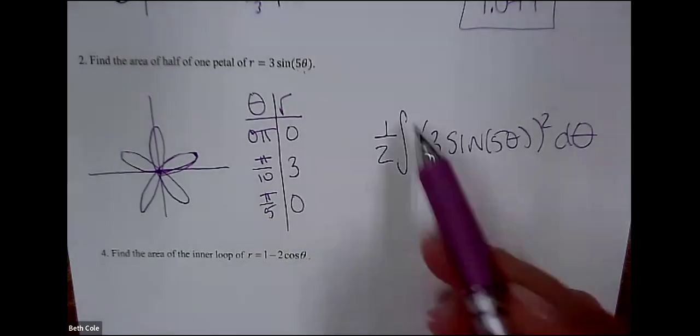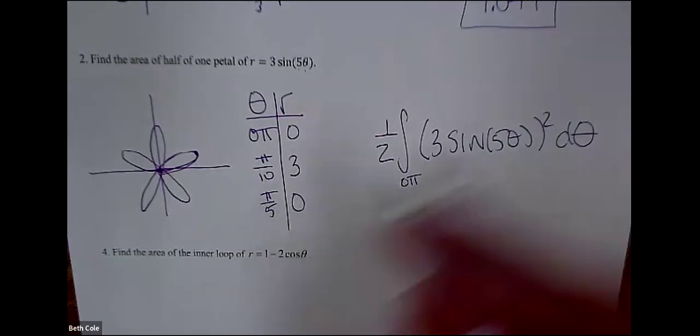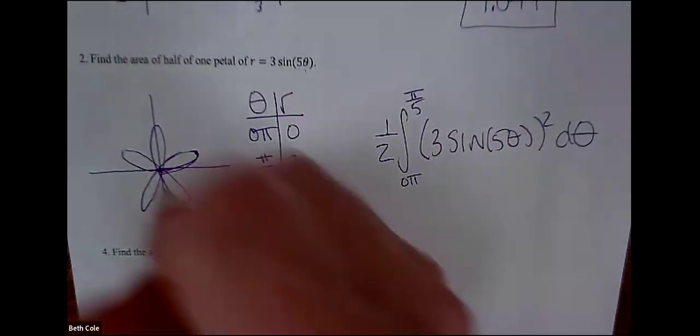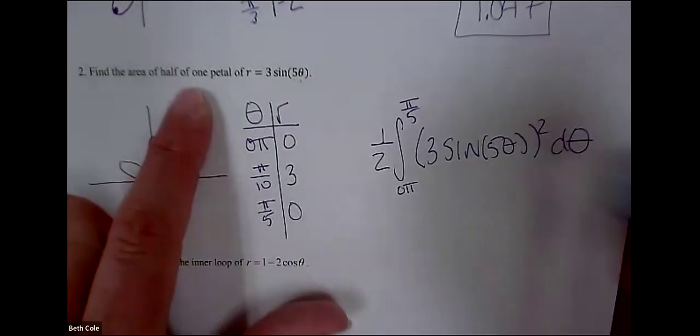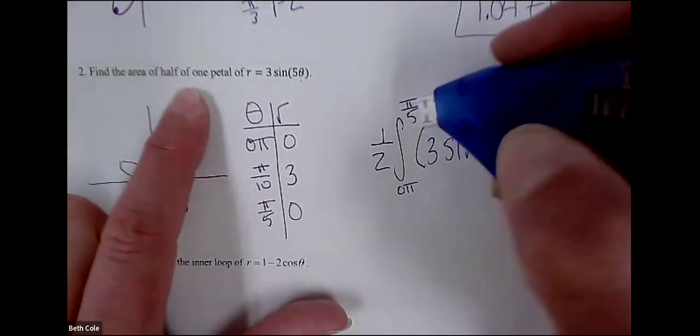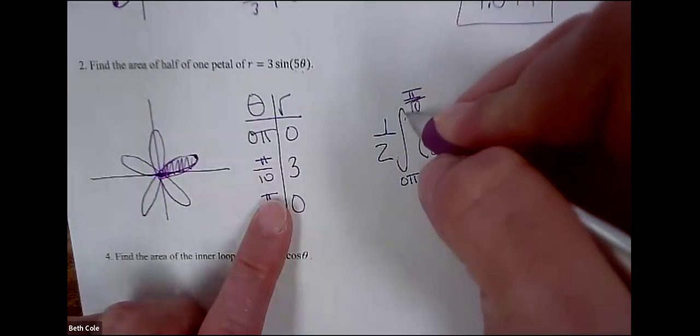So our boundaries are going to be from where to where? Yeah, 0 to pi over 5. That gives us 1 whole petal. Oh, we don't want 1 whole petal, though. Yeah, sorry, half. Those aren't our boundaries. I just saw that, and I was like, wait, hold on. We don't want a whole petal. We want 1/2 of a petal. So we want to go from 0 to pi over 10. Pi over 10 will give us half of it.